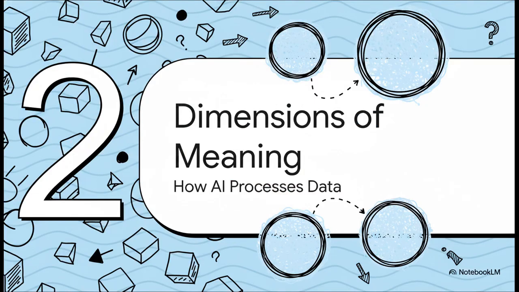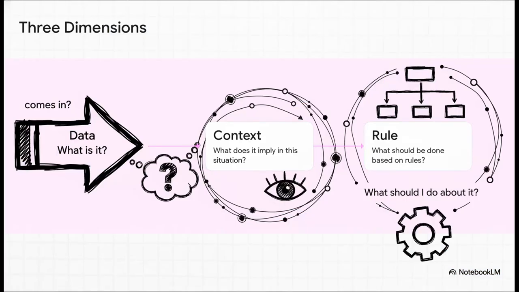Moving on to part 2, the three dimensions of meaning and how AI actually processes this data. When fresh data comes in, a reliable agent essentially has to ask 3 rapid-fire questions. Number 1, what is it? Number 2, what does it imply right now? And number 3, what should I actually do about it? Let's break these dimensions down.